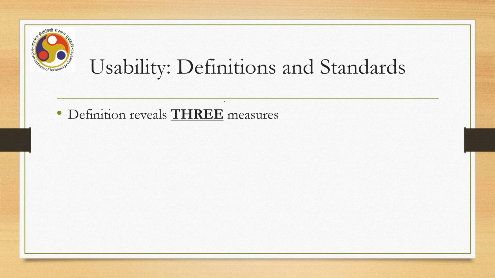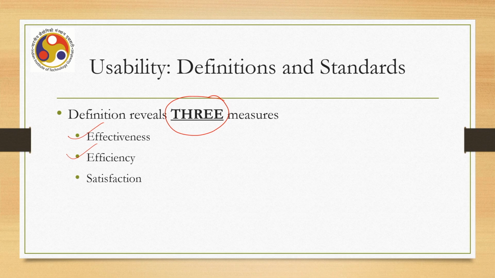Also, the ISO definition of usability reveals 3 measures. Usability, as we have started with, is a measure of how good a system is from the point of view of the user. So, there are 3 crucial aspects, but along with that there are 3 measures of usability. What are those measures? First is effectiveness, how effective the product is. Efficiency, how efficient it is, and satisfaction, whether the user is satisfied.